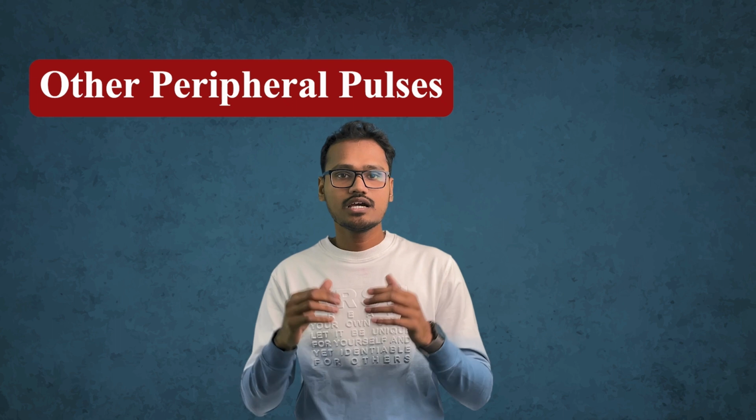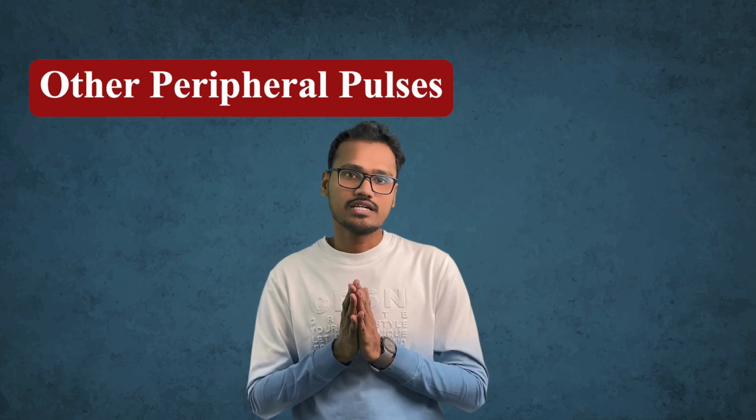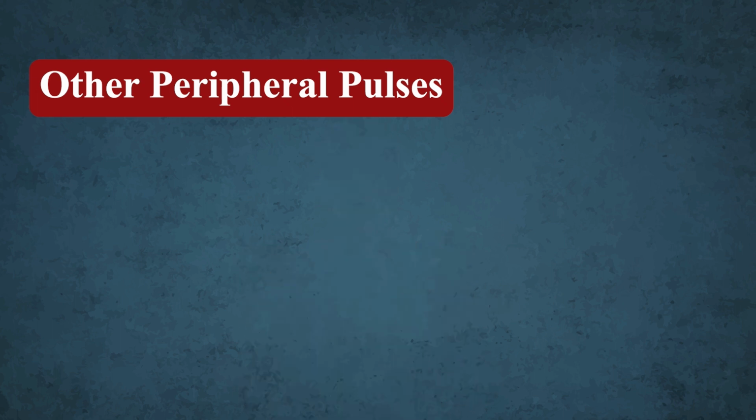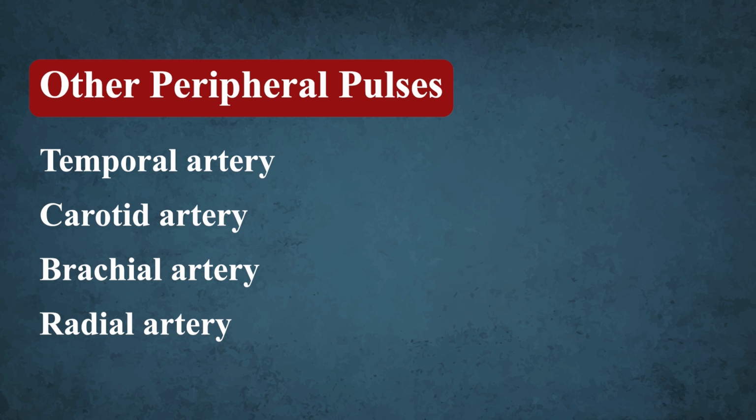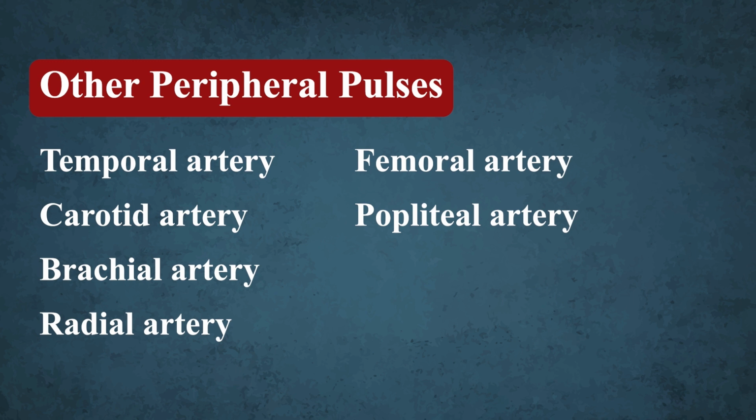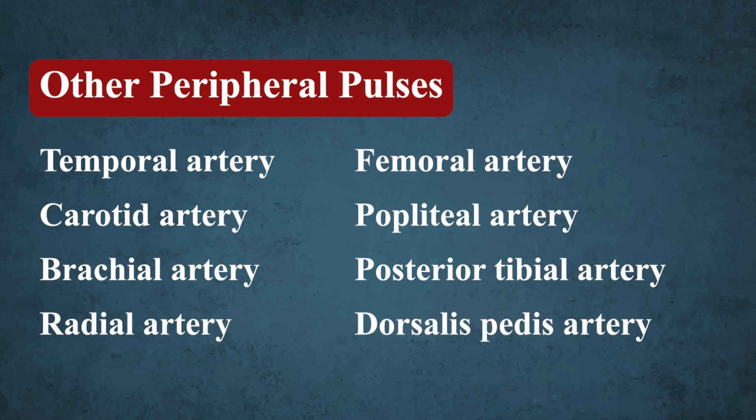There are other peripheral pulses which can be felt in the body, outside the body itself. What are those pulses? They are the temporal pulse, then we have the carotids, then we have the brachial and the radial in the upper limb. In the lower limb, we have the femoral, at the back of the knee we have the popliteal, lower down we have the tibialis posterior, and in front of the foot we have the dorsalis pedis artery. So these are the pulses which can be felt on the outside. This is called other peripheral pulses.